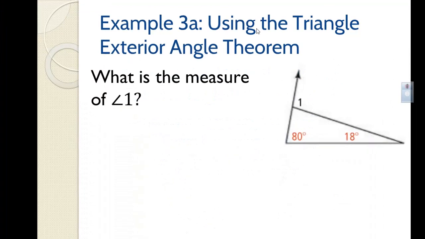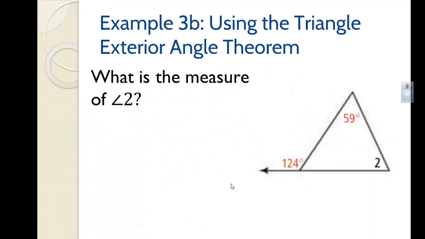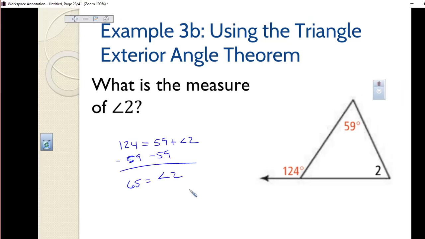All right, so you guys try this next one. Pause the video, come back and check your work when you're done. All right, so we take 124 equal to the sum of 59 plus whatever angle 2 is. So 124 is equal to 59 plus angle 2, subtract 59 to get 65. Angle 2 has to be equal to 65. Double check it by adding 59 plus 65 to see if it does in fact equal 124.